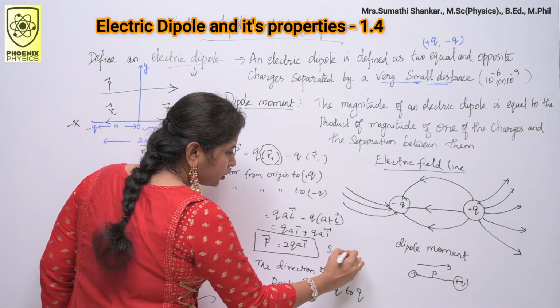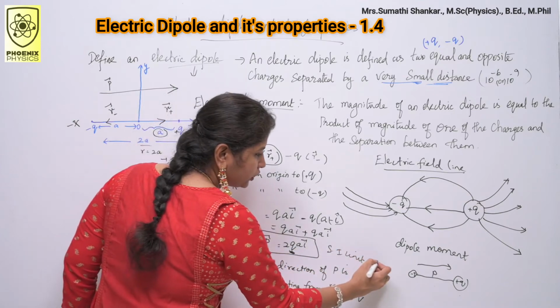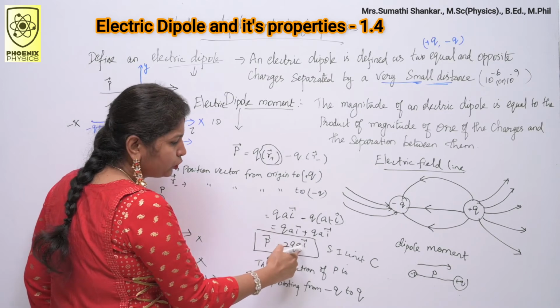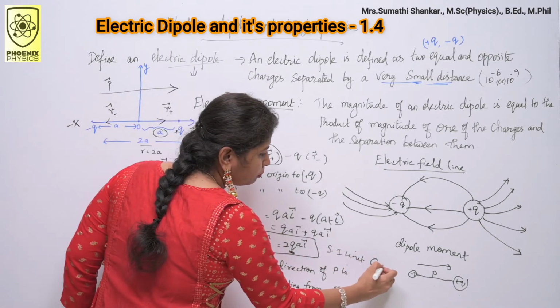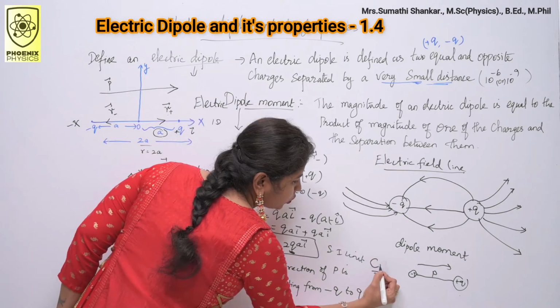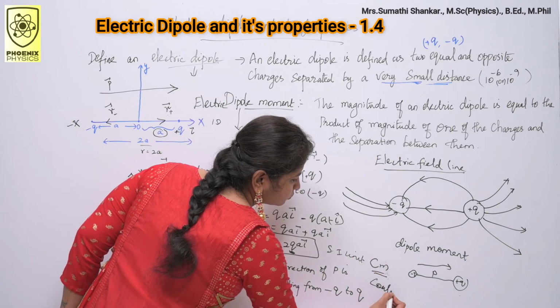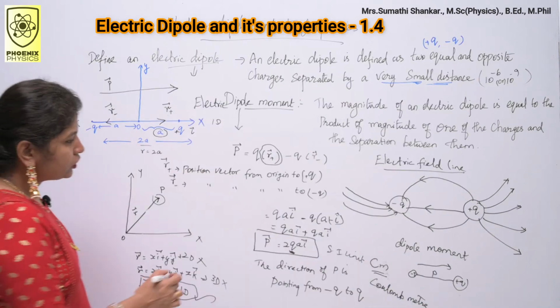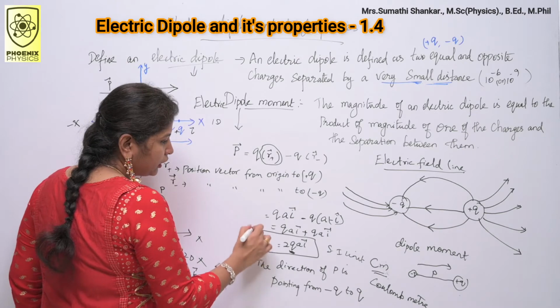SI unit is, for charge the unit is coulomb, for A, which is nothing but distance, the unit is meter, so coulomb meter. This is the unit. This is not centimeter, this is coulomb meter. This is for dipole moment.